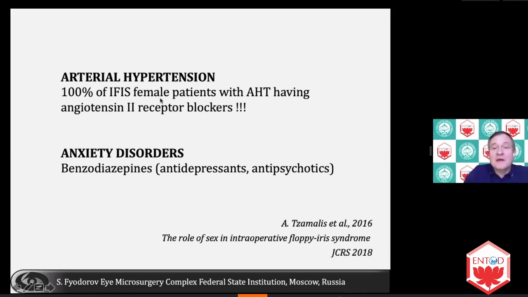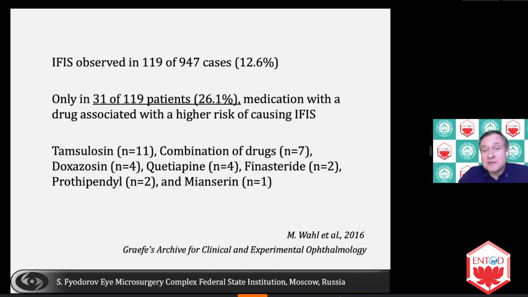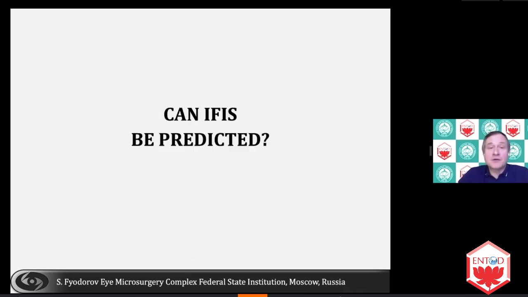Most of them are having arterial hypertension and anxiety disorders, drugs that, apart from the tamsulosin and that group of medications, will increase the risk of floppy iris syndrome. So the other question is, can intraoperative floppy iris syndrome only happen in persons taking medication? And the answer is no. You see here that only 26% out of this group of more than 100 patients were actually using medications. And these are the groups of pharmacological substances they were using. So meaning that by only asking patients preoperatively about medications will help you to a certain extent, but not completely eliminate the risk of having IFIS.